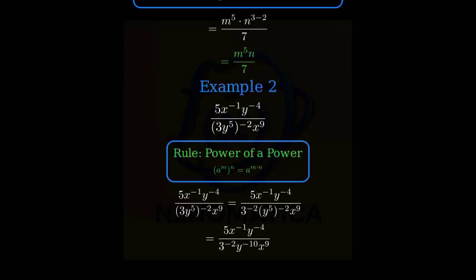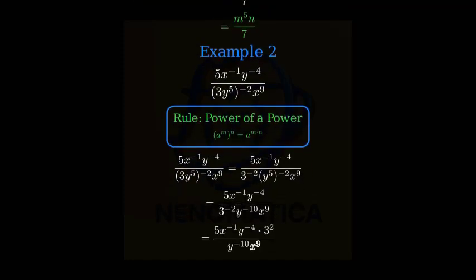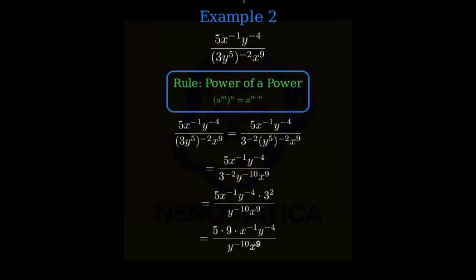The rule states that when we have a power of a power, we multiply the exponents. So 3y to the power of 5 to the power of negative 2 becomes 3 to the power of negative 2 times y to the power of 5 times negative 2, which is 3 to the power of negative 2 times y to the power of negative 10. Now, let's apply the negative exponent rule. We have 3 to the power of negative 2 in the denominator, which becomes 3 squared in the numerator.